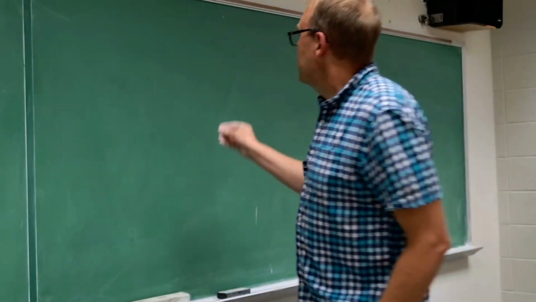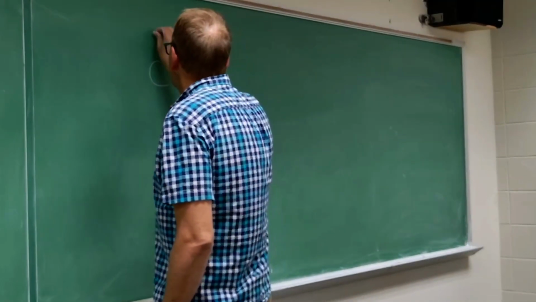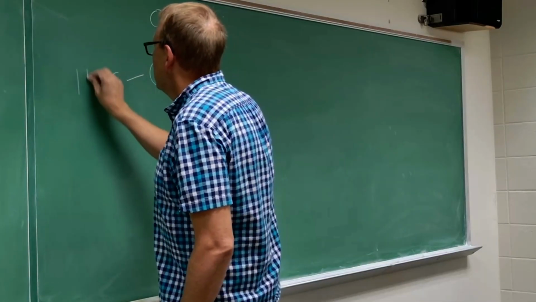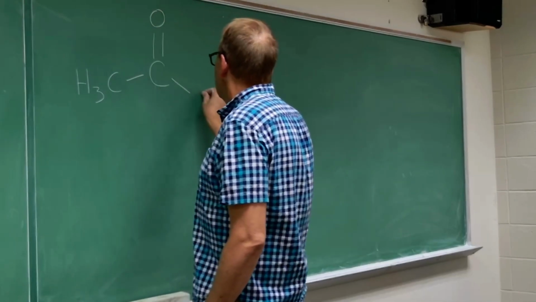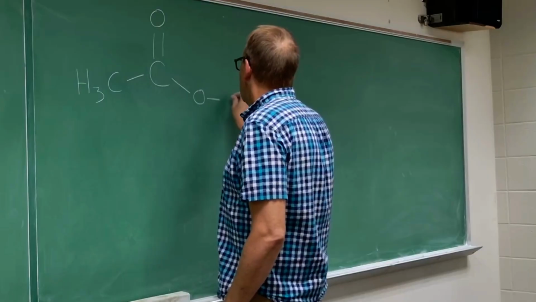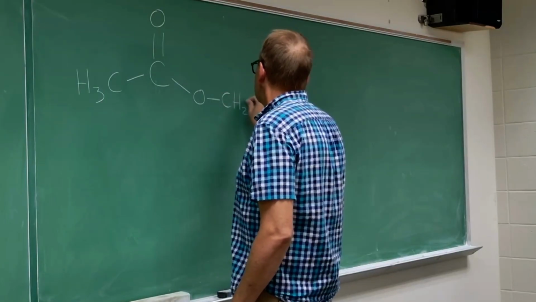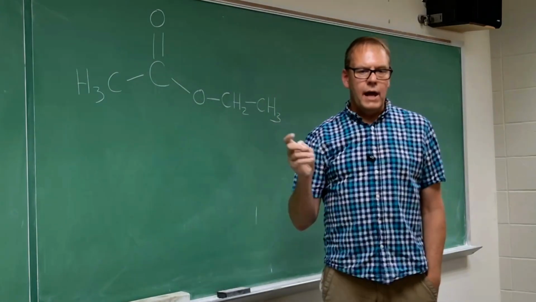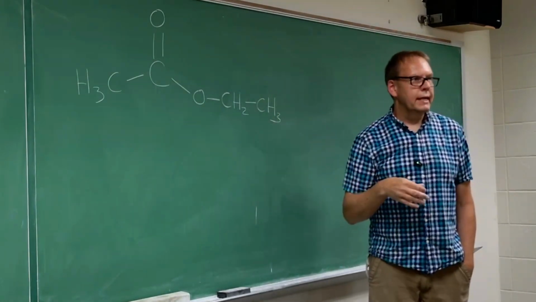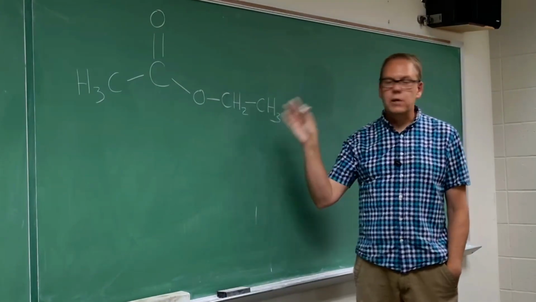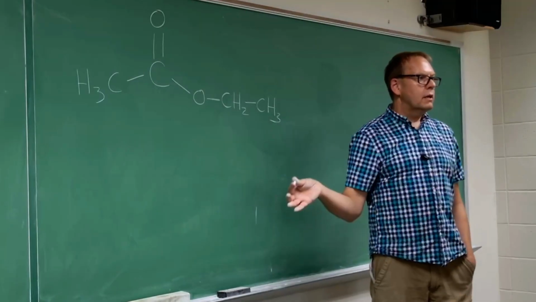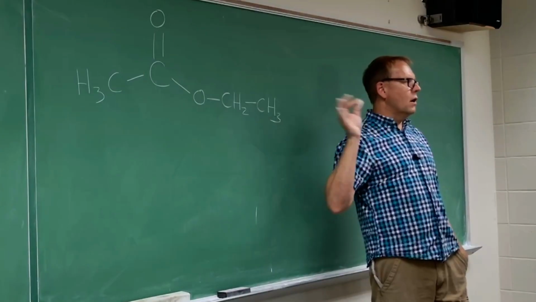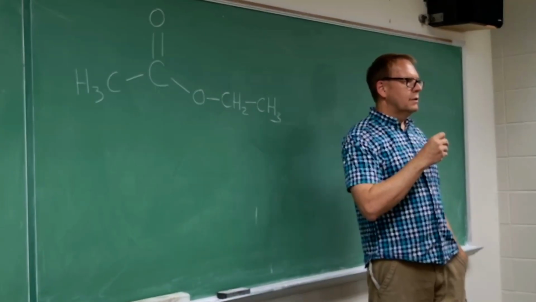Let's take a look at a molecule like this. Some of the questions in the homework are going to ask you to predict the NMR spectrum of an organic molecule. This is the molecule ethyl acetate. Let's first of all start from the beginning. How many unique proton signals would you expect? How many unique types of protons are there in the molecule, do you think?